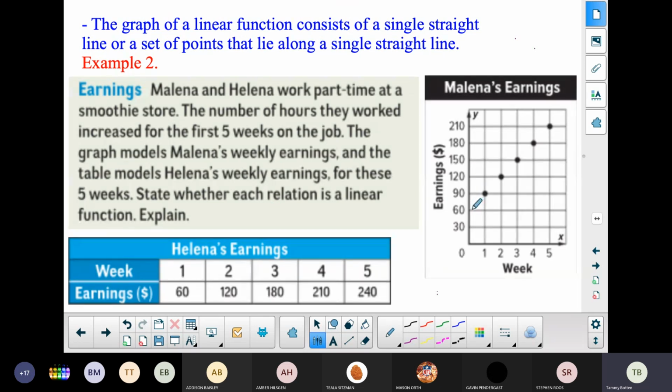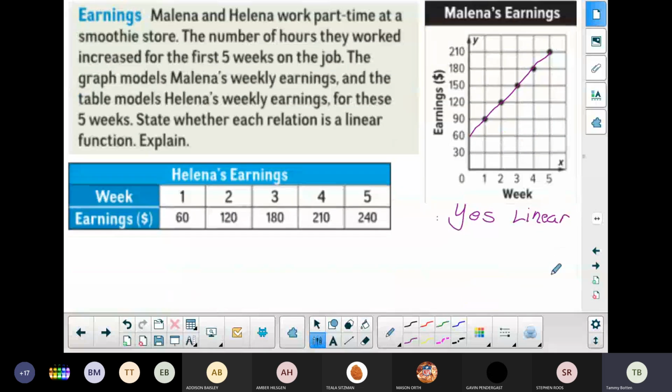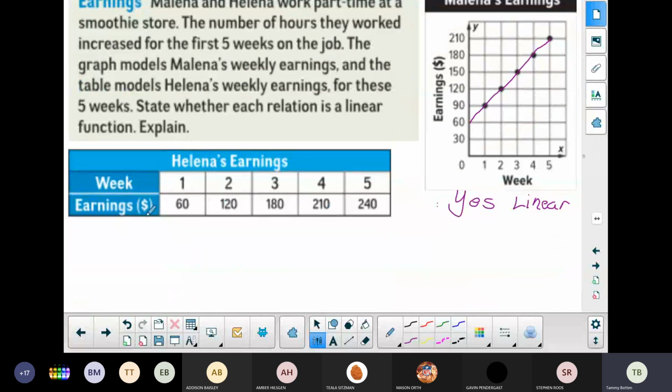So this first one is easy for Melina over on the right. Notice that you can connect those points in a straight line. So that would be a linear function. Okay, because you can connect those dots and make a straight line. Down here for Helena, to be able to tell if this is linear or not, what you can do is see how much is this going up from $60 to $120 in 1 week. And here she increased $60.